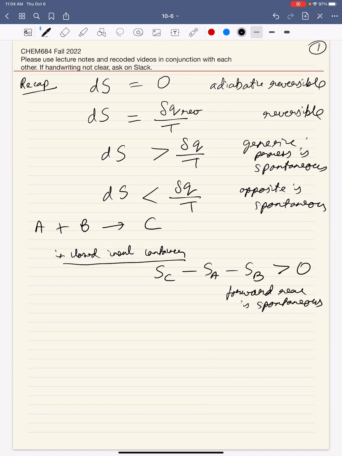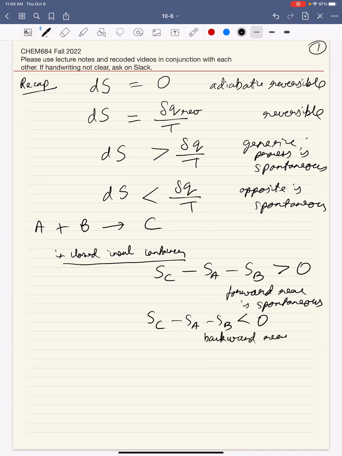Yeah, go ahead. So the two processes for the entropy, where one is greater than, one is less than, they're both generic or general processes that are spontaneous. We will see this in the context of this example, it will become clear. They're both just processes where you don't know if it's adiabatic or reversible. Some generic process. You just know they're opposite. So if this is true, then the forward process is spontaneous. If S_C minus S_A minus S_B is negative, then the backward process is spontaneous.